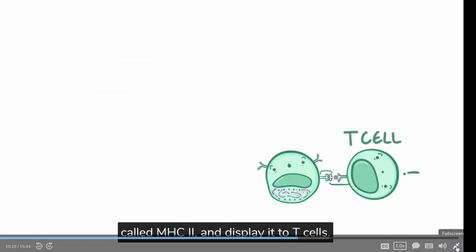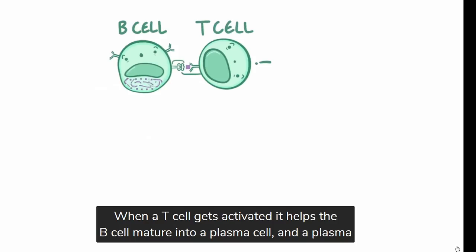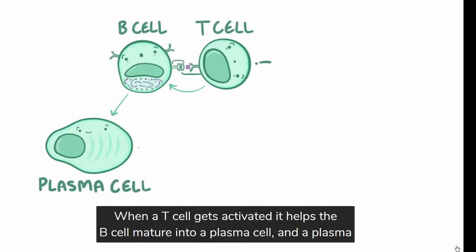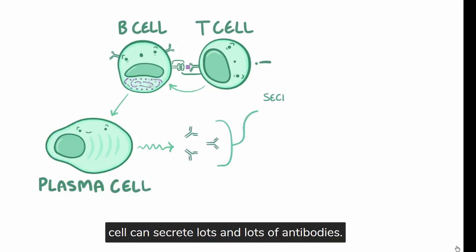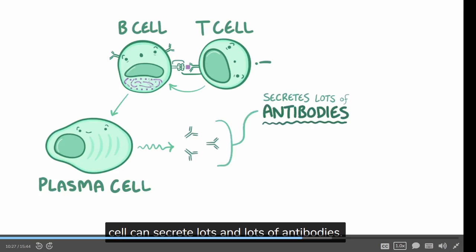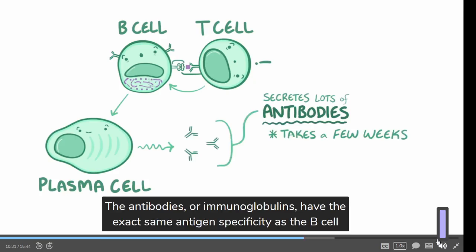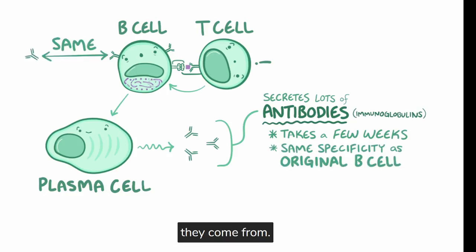When a T cell gets activated, it helps the B cell mature into a plasma cell. And a plasma cell can secrete lots and lots of antibodies. Typically, it takes a few weeks for antibody levels to peak. The antibodies, or immunoglobulins, have the exact same antigen specificity as the B cell they come from.